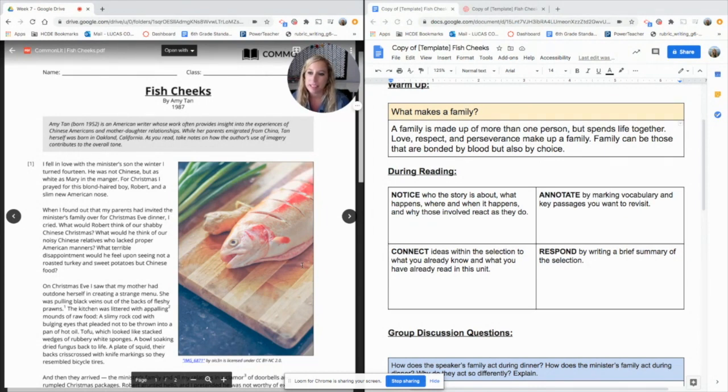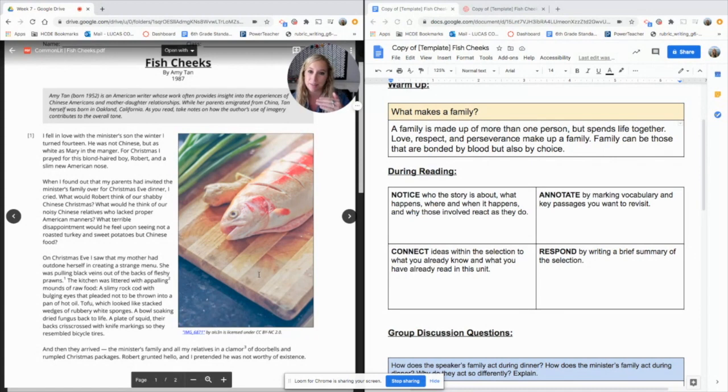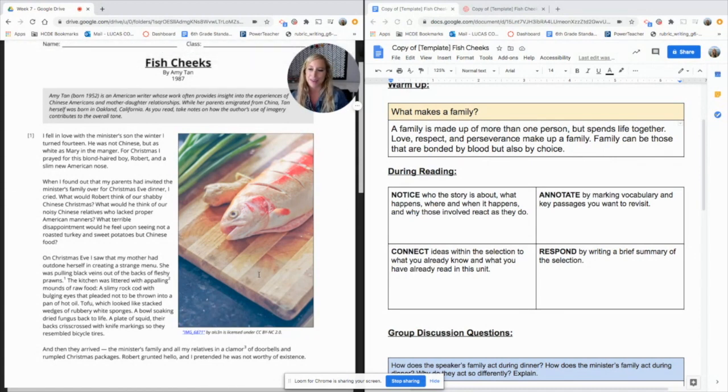Amy Tan, born 1952, is an American writer whose work often provides insight into the experiences of Chinese Americans and mother-daughter relationships. While her parents immigrated from China, Tan herself was born in Oakland, California. As you read, take notes on how the author's use of imagery contributes to the overall tone.